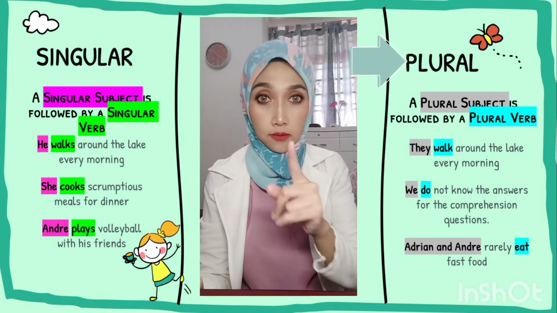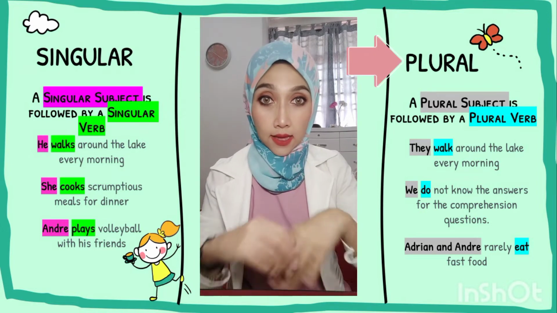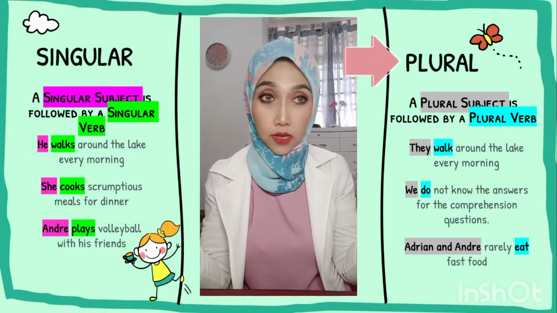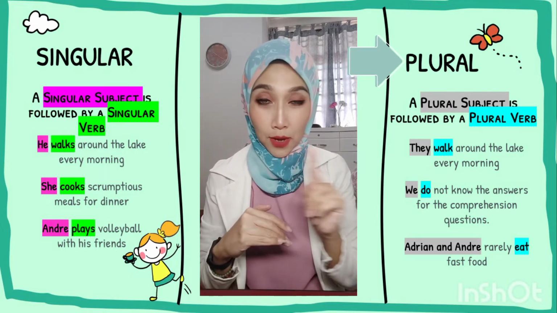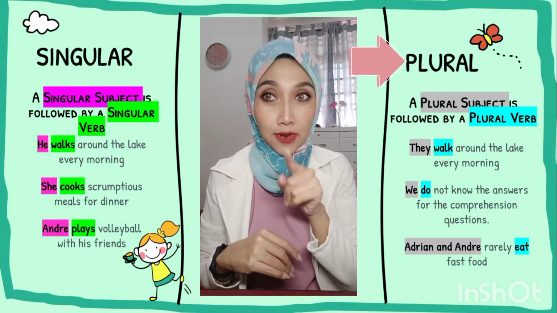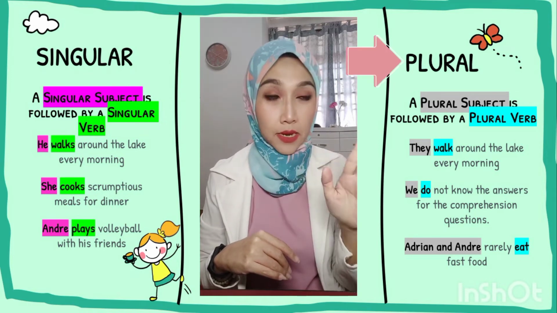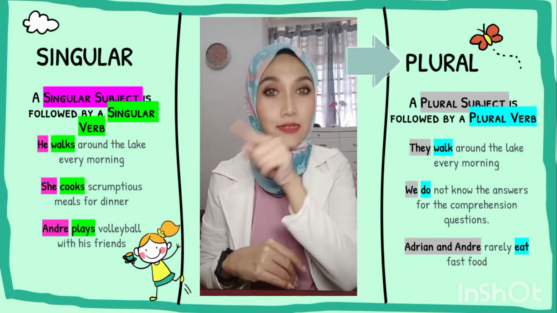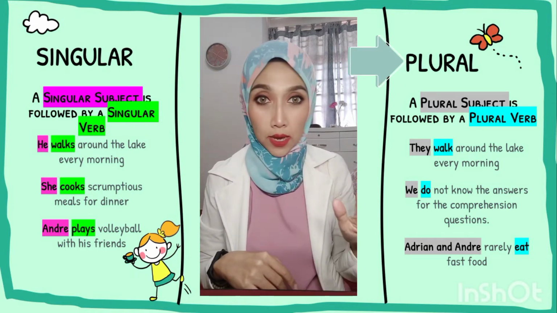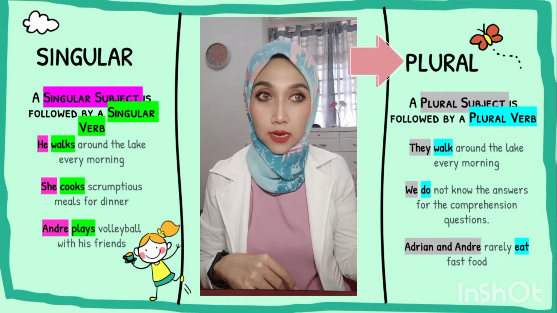Okay, just now it was "he", only one. Now "they" means more than one. So the verb will be "walk", no S. Remember, singular verbs get S, but plural verbs have no S. Singular, S, S. But plural, no S. They walk around the lake every morning.